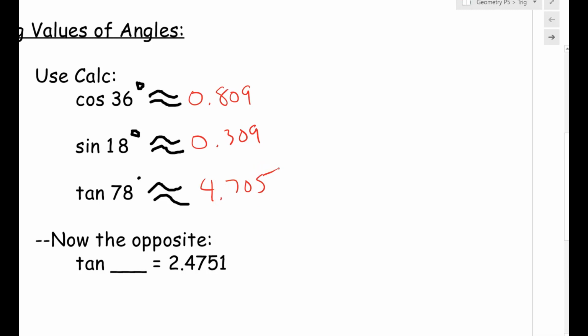Okay, so now what we're going to do is the opposite on this. It says now the opposite. What do I mean by the opposite? Well, I'm going to give you this stuff over here, but not this. You have to find it. Okay, so it's the opposite. So that's what you see here. Tangent of blank equals 2.4751. All right, so how are we going to do that? We're not going to just sit here and try random degrees until we get something close.